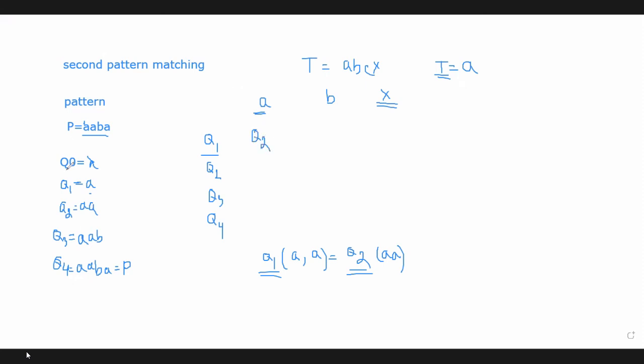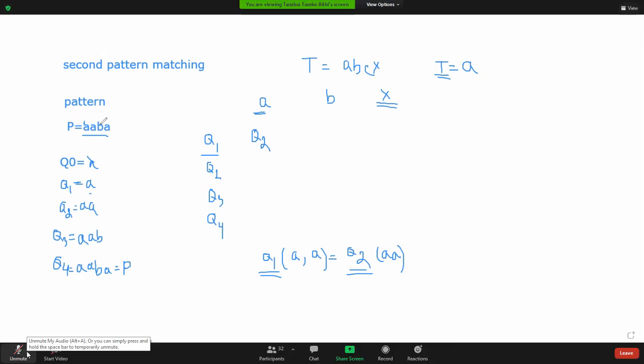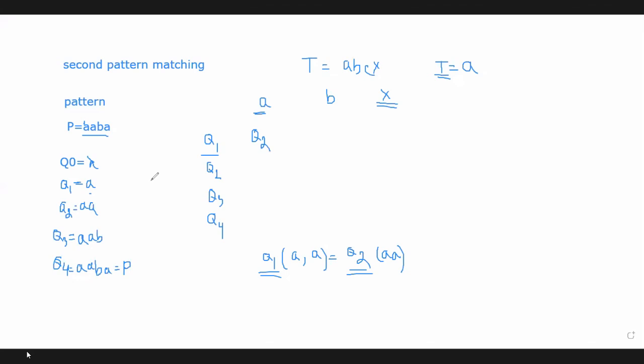But each of these states can have two types of value, because the pattern has how many types of characters? Two characters. That means each of these states can accept two types of character. One is A, another is B. So when the state Q1 accepts a character which is also A, now it will move on to its next state, that is Q2. But what will happen if it accepts B from a text? In Q1, it has character A, and now the new character is B. So what will happen?